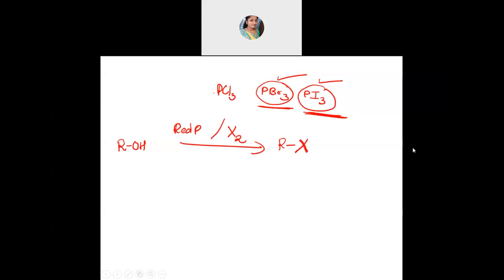This is the last reaction for the alcohol. So copy down this, where this X can be either bromine or iodine. This X group can be either bromine or iodine. In this case, it has been done.